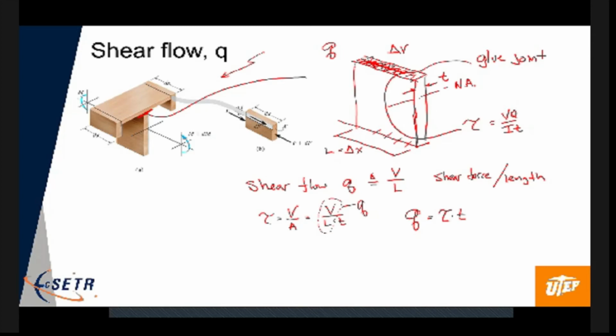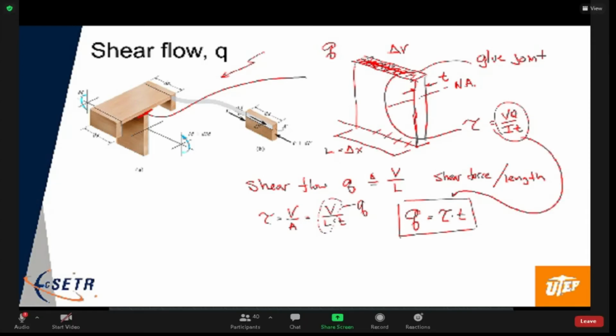The other thing you can do is if you recognize that tau is VQ on IT and you put that into here, the T's will cancel out and you also get that the shear flow is VQ on I. All right. So those are the most common ways that we calculate the shear flow. Now, the nice thing about the shear flow is Q is going to give you the shear force. Well, I'll write it once.